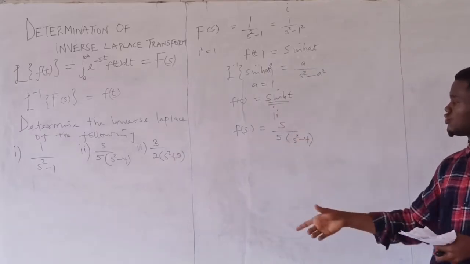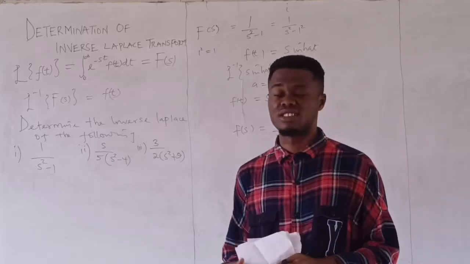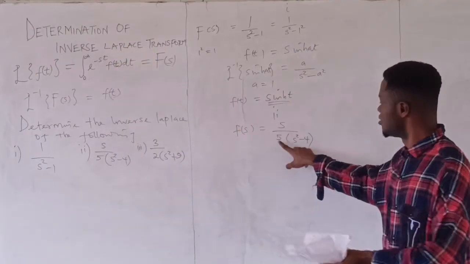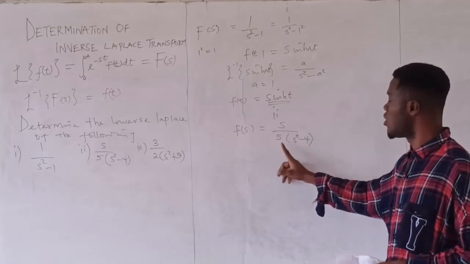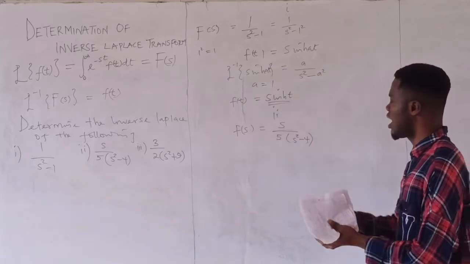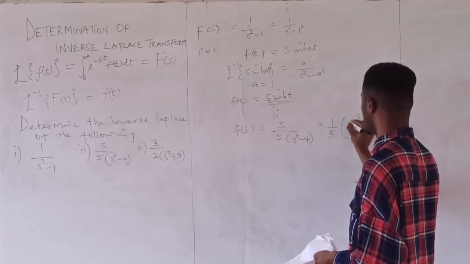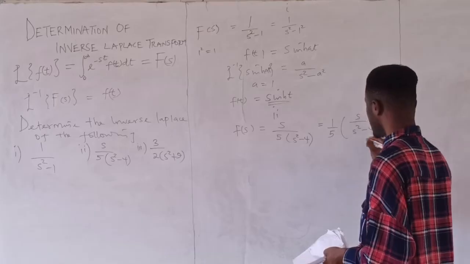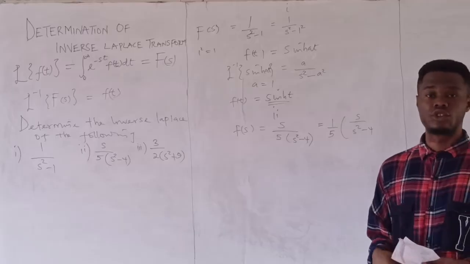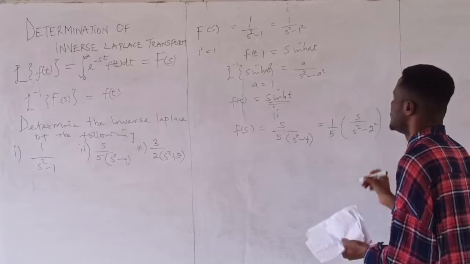So as usual, the first thing you have to do is to look at the denominator first. All the f of s's that we solved at the first instance had no number at the denominator, right? So what we have to do is to factor out this 5 outside of the function. If we factor out 5, we are going to have 1 over 5 into s over s squared minus 4. But remember that 4 can be expressed as 2 to the power of 2. So I can decide to write this 4 as 2 to the power of 2, right?